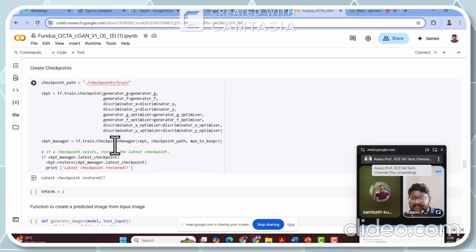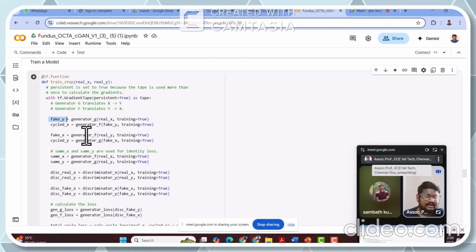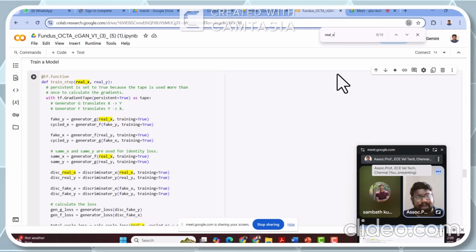When training the model, we have different terminologies here. We have y, fake_y, in the sense synthesized image. When we feed to generator_G, we concentrate only on generator_G. Why? Because generator_G generates the OCTA images, whereas F generates the fundus image. We are not taking that. So generator_G takes the real X, the term that represents the real fundus images. So X means fundus and Y means OCTA images. So for the real fundus images, what is generator_G going to do?